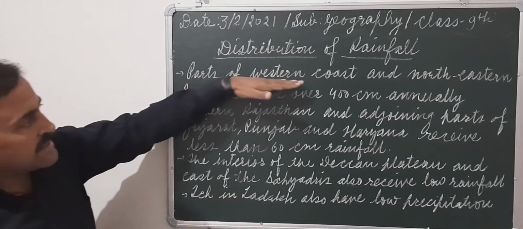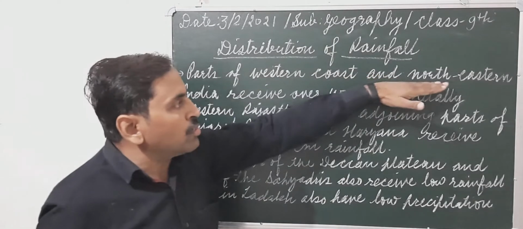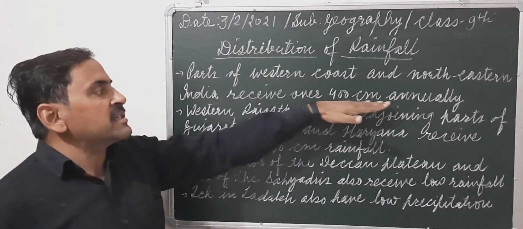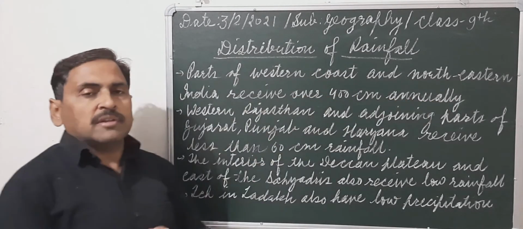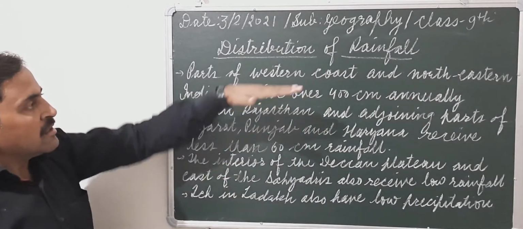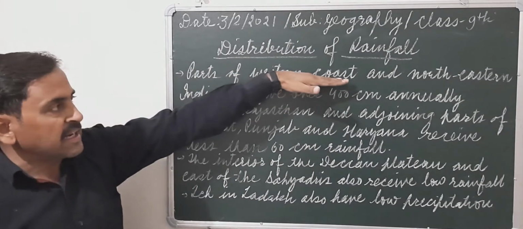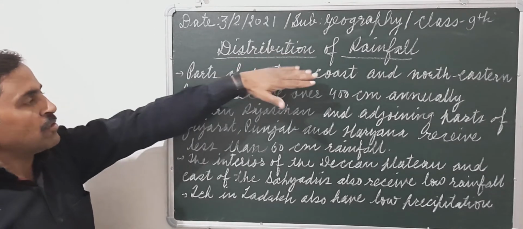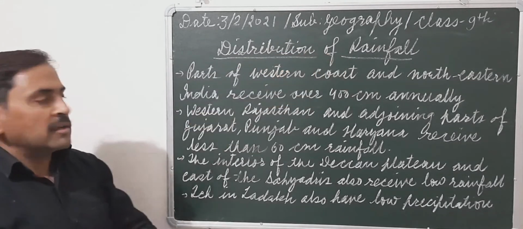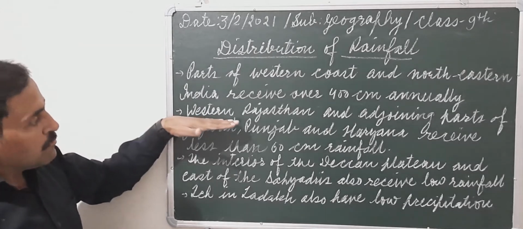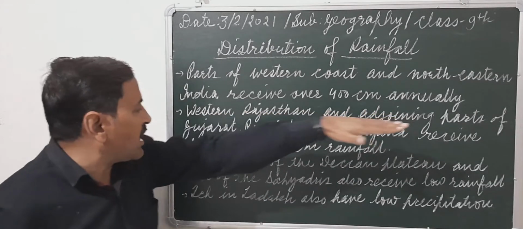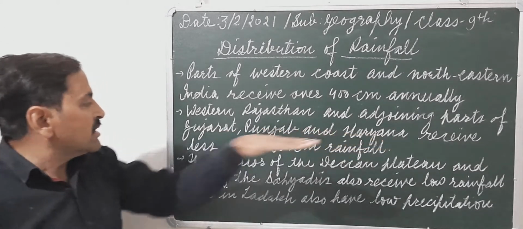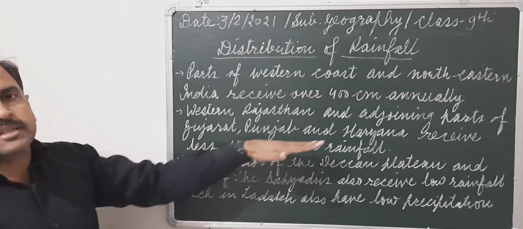Parts of the western coast and northeastern India receive over 400 centimeter rainfall annually. As I mentioned earlier, the western coast windward side, northeastern India, the Khasi Hills, that Meghalaya region, all these areas receive very good rainfall. Then western Rajasthan and adjoining parts of Gujarat, Punjab and Haryana receive less than 60 centimeter of rainfall.